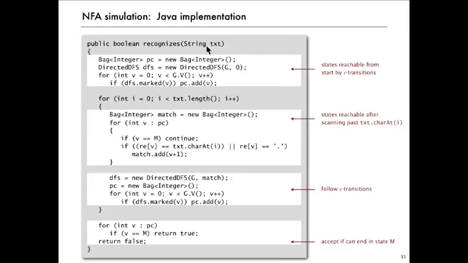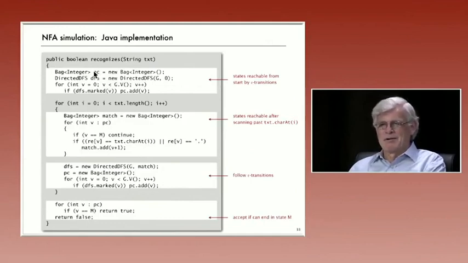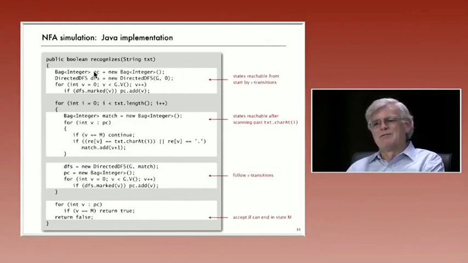And this is the complete code, and it expresses in code what we talked about in English during the demo. It's an amazingly compact implementation of this idea of simulating the operation of an NFA. So we keep a bag of integers, or set of integers, called PC. That's kind of like a program counter. So that's the set of all possible states that the NFA could be in.